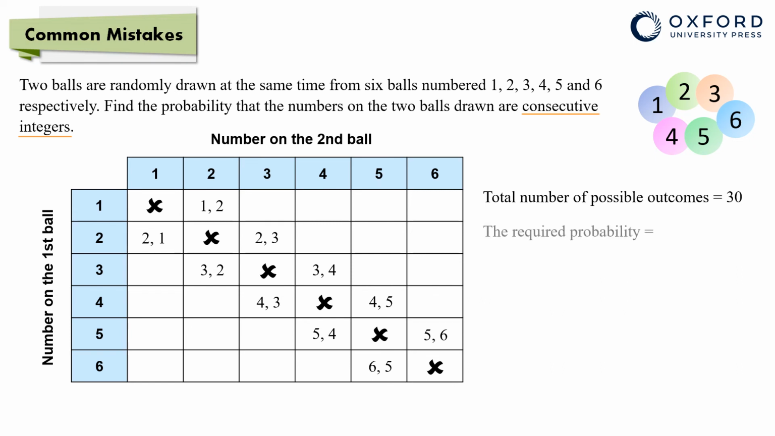Therefore, the required probability is 10/30, which is equal to 1/3. In sum, when handling questions on probability, we need to be careful to exclude the impossible outcomes. And to save time, it may not be necessary to list out all the possible outcomes.